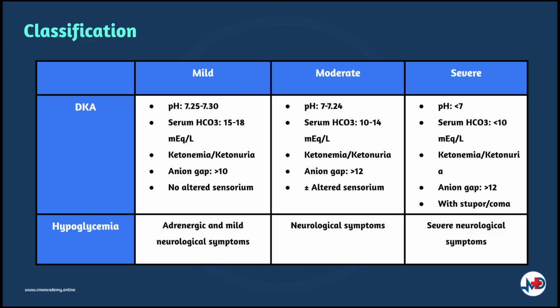And lastly, in severe DKA, the patients will be stuporous or in coma with an arterial pH of less than 7, and the serum bicarbonate level will be less than 10 with an anion gap of more than 12. Do take note that in all three, mild, moderate and severe DKA, there is presence of both serum and urine ketones.